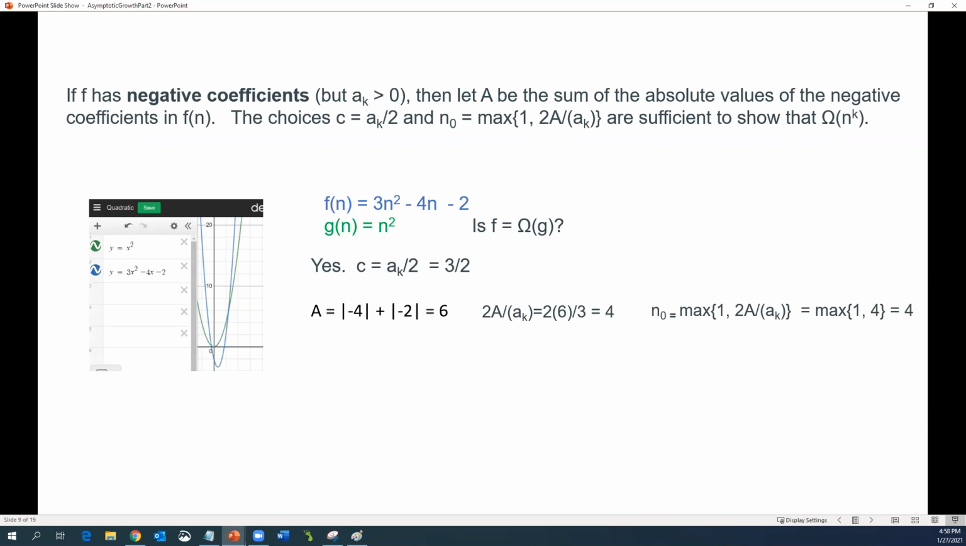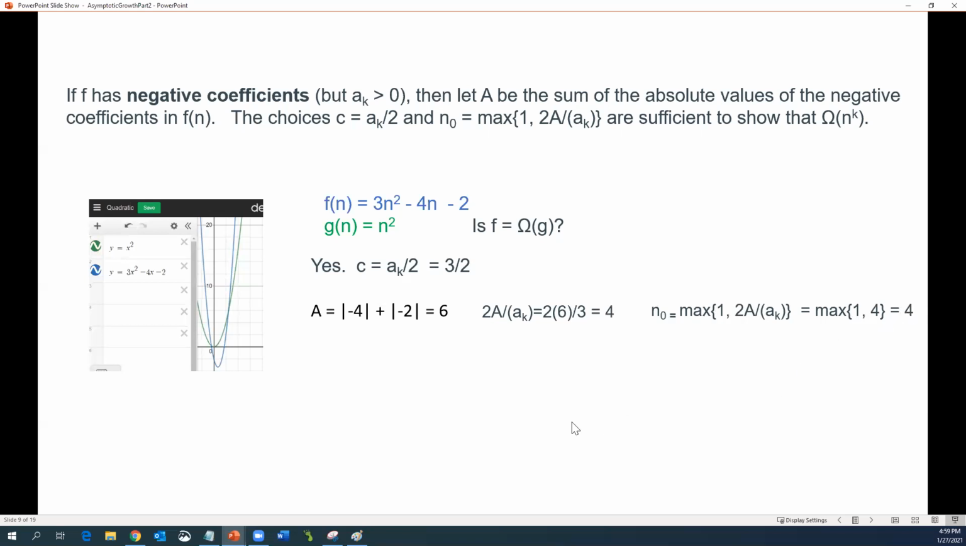So the first starting point is n equals 1. They're saying, whatever number you get here for the 2a over a sub k, check it against 1. If it's bigger than 1, then that's your number. But if it's smaller than 1, then you're not going to go with that number, you're just going to go with 1. So find the maximum of these. And in this case, it's 4.